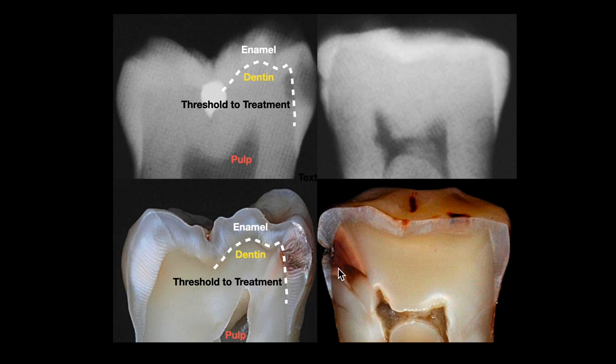This could have all been prevented in both cases if the filling was done at the threshold of treatment. So when we look at x-rays, we always look at the border between the enamel and the dentin. And once bacteria has passed this border, or once the shadow has passed the border on an x-ray, it is time for a filling, and we can no longer just observe or monitor it because it has already passed that threshold of treatment.